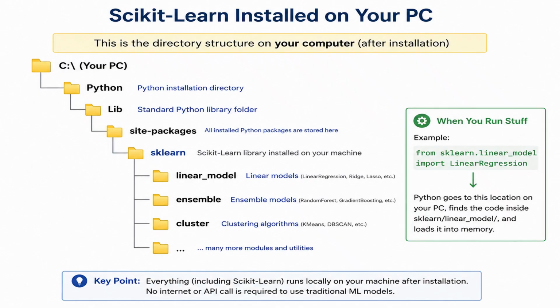This is going to be the structure on your machine when you install Scikit. So this is your PC. You will have Python installed, and then this is going to be the folder structure, which shows the different types of models available under sklearn. And this is how you're going to import or use that particular model. So from models, you need to import the model which you want to use.